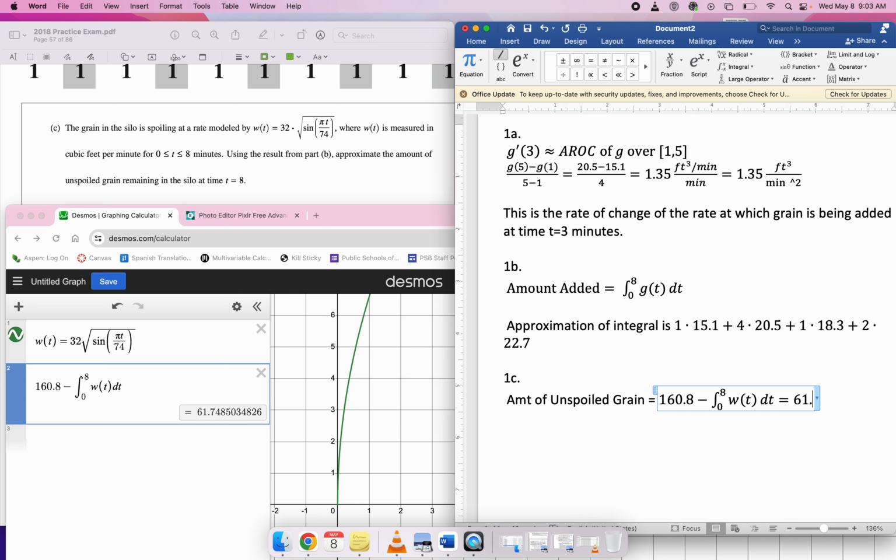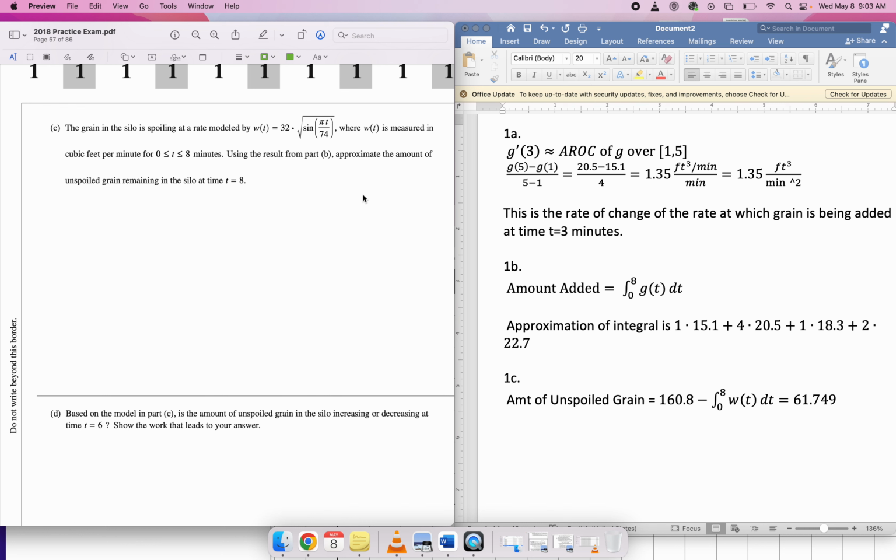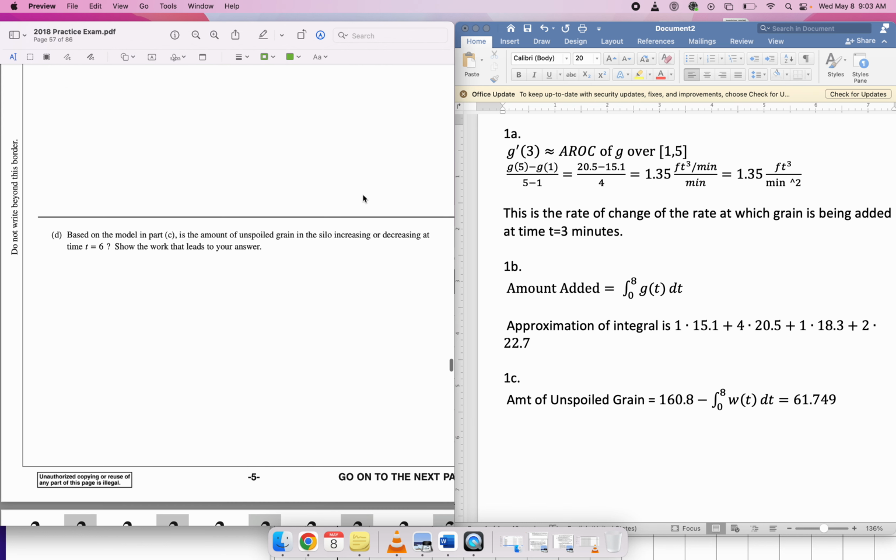Actually, remember you want to round, or you don't have to round, you can just leave more decimal places. 748. If you did round to the third decimal place, I think it would be 0.749, right, if you were to round it. So that would be my answer for C.